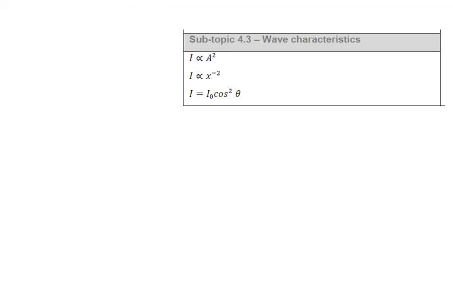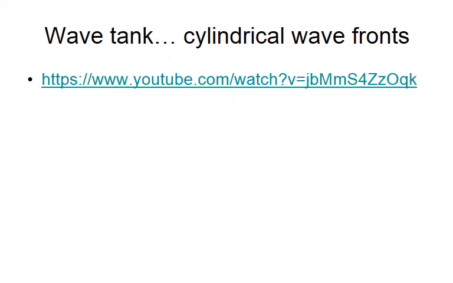So if you look on your data booklet under section 4.3, you'll see a section for wave characteristics. And we're going to focus here on these two right now. We're going to focus on this one later when we're talking about light and more specifically polarization. But let's take a look at these first two.